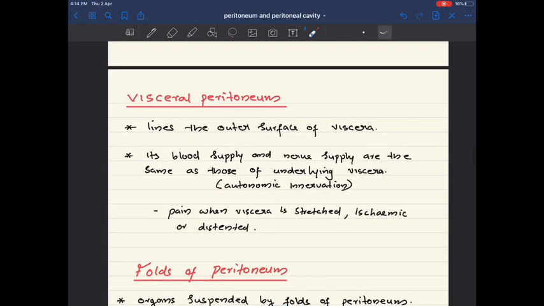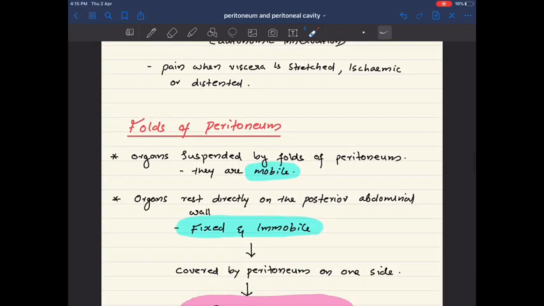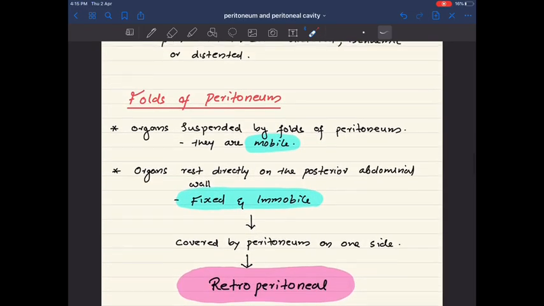Next, visceral peritoneum. Visceral peritoneum lines the outer surface of the viscera. Viscera means organ. So this visceral peritoneum, its blood supply and nerve supply are same as those of underlying viscera. Okay. So when an organ is stretched or ischemic, means it's not getting enough blood supply and oxygen, like myocardial infarction, heart attack, that's one kind of ischemia, or if this organ is distended, you can feel pain.